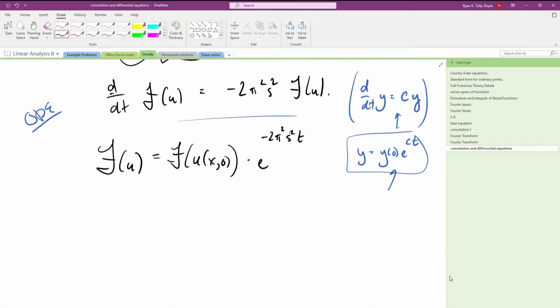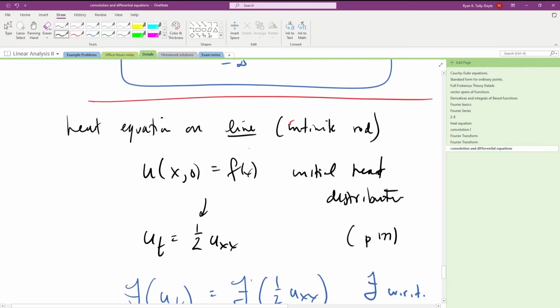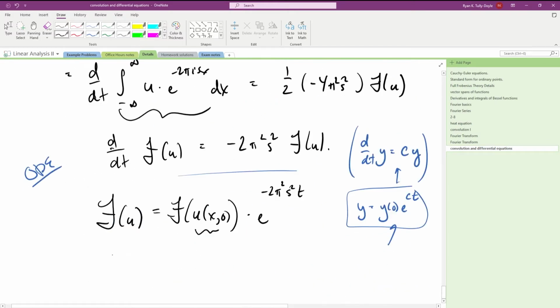We can go one step further with this simplification and remember that u of x and 0 is what we said our initial condition was. It's the initial distribution of heat on the line. So this is really the Fourier transform of u is equal to the Fourier transform of f times e to the minus 2 pi squared s squared t.